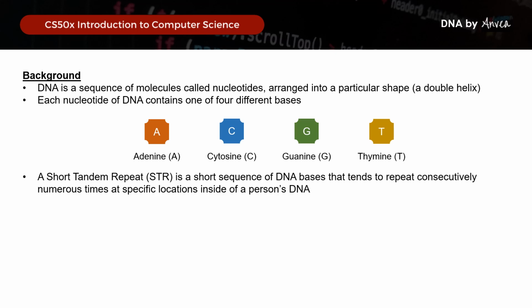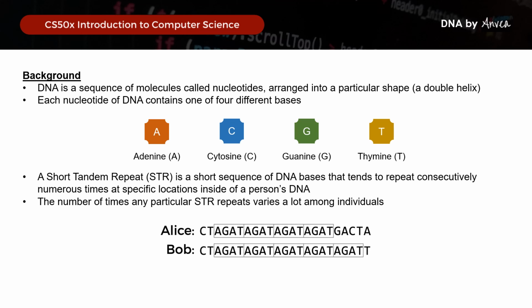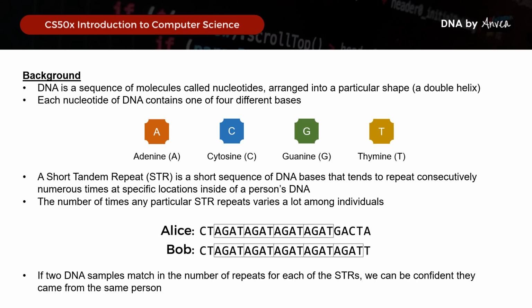A short tandem repeat, which is STR for short, is actually a short sequence of DNA bases that tends to repeat consecutively at specific locations inside a person's DNA. The number of times that any particular STR repeats varies a lot between individuals. For example, for the STR AGT, it is repeated 4 times for Alice, while it repeats 5 times for Bob. So if multiple STRs of a DNA sample match a person's, there is a very high likelihood that it belongs to him or her.